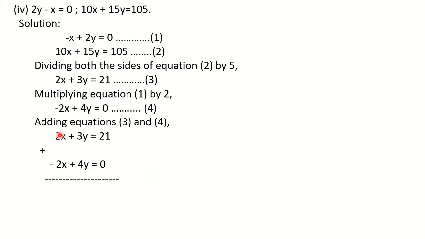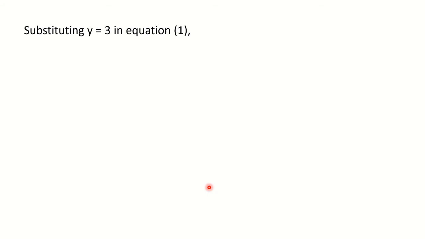Then we have to add. See, plus 2x and minus 2x will be cancelled. Answer is 0. 3 plus 4 we are going to get 7y, and here 21 plus 0 we are going to get 21. So 7y is equal to 21, and from that we get y is equal to 3. In this way x is eliminated and we got the value of variable y. Now this value you can put in any one equation. You can choose any one equation. So substituting y is equal to 3 in equation 1, since equation 1 is simpler.